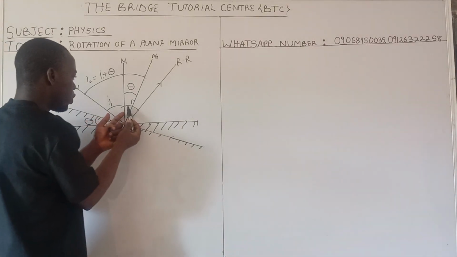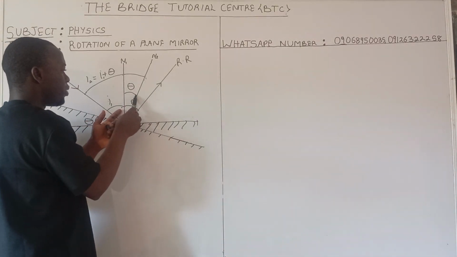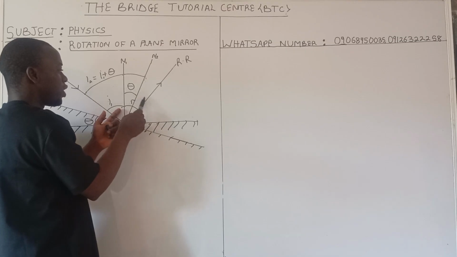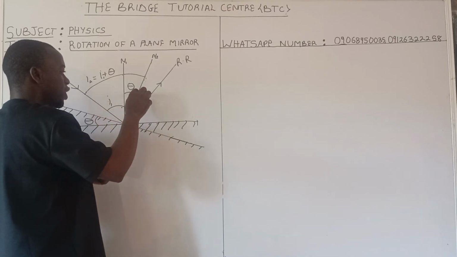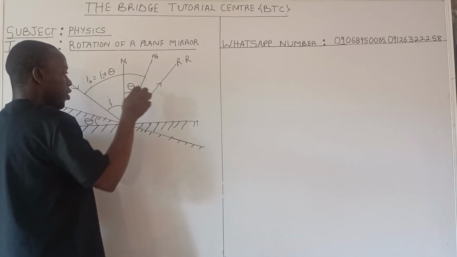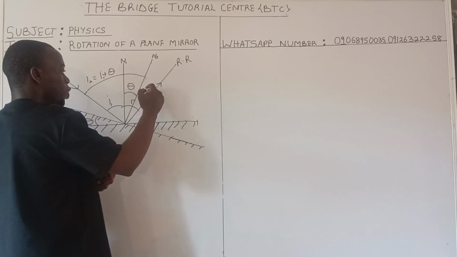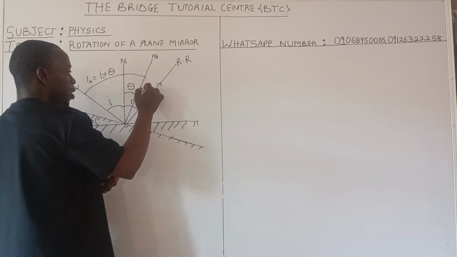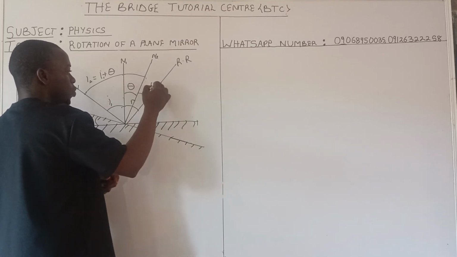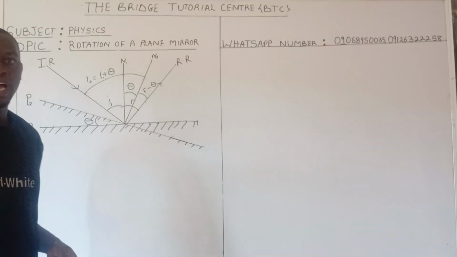Now, what about this one? We have from here to here to be theta, and everything from here to here is r. What will be this small angle here? We can all see that this small angle will now be r, which is from here to here, minus theta. So we have something like this.